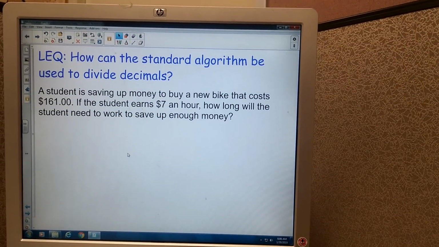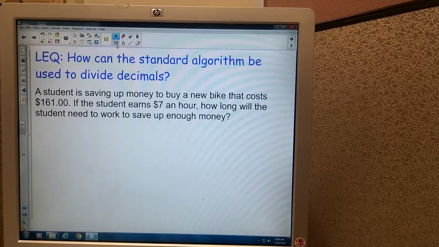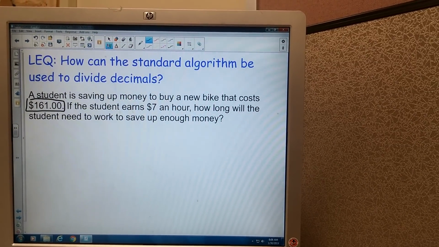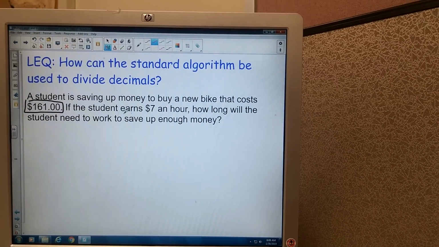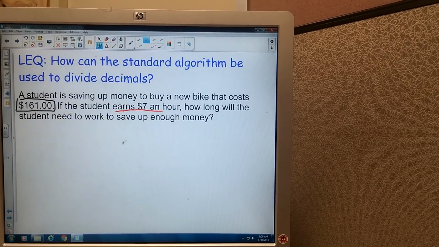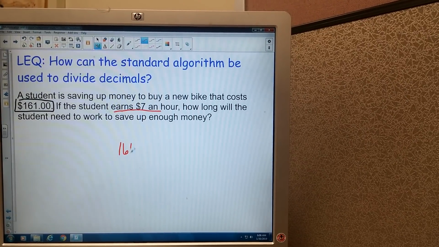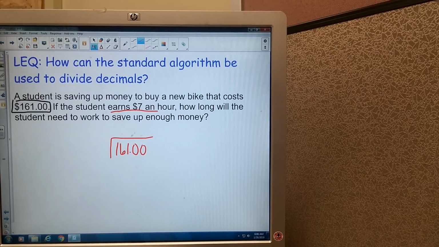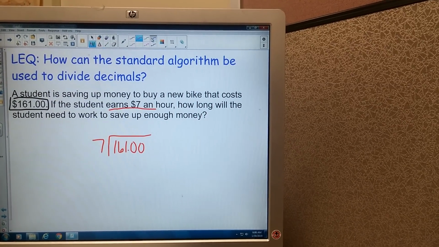So a student is saving up money to buy a new bike that costs $161. So we know the bike total is $161. The student earns $7 an hour. How long will the student need to work to save up enough money? So we have a $161 bike, and we're trying to see how many hours he needs to work to earn $7.